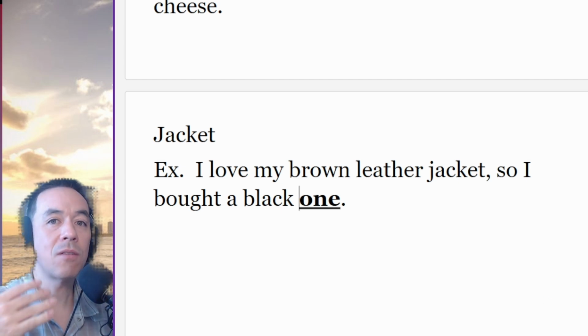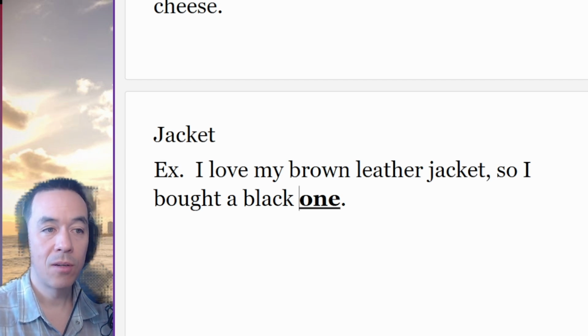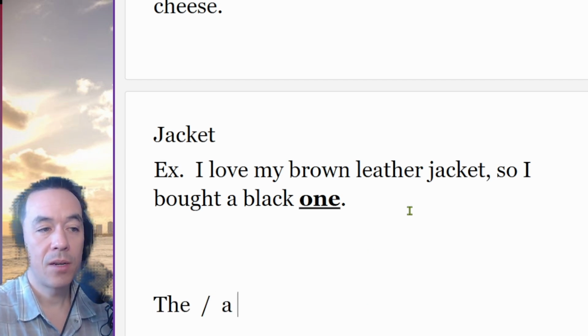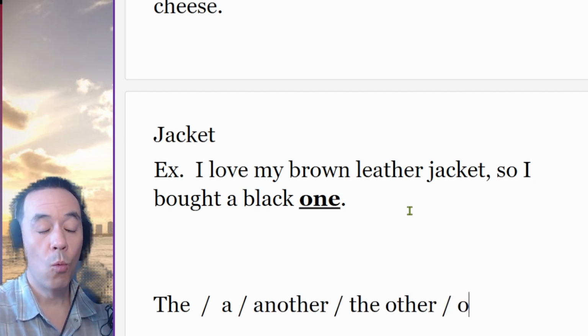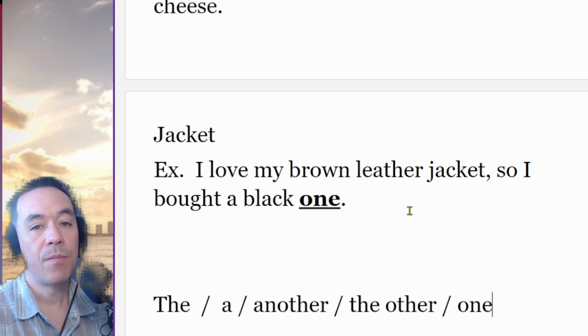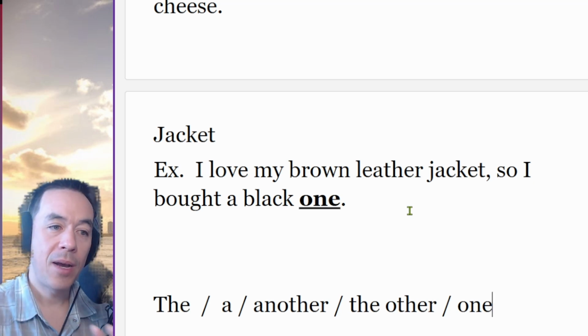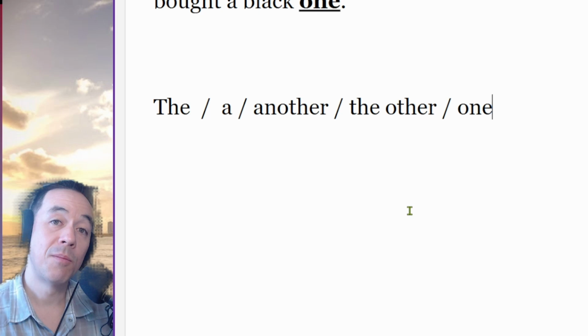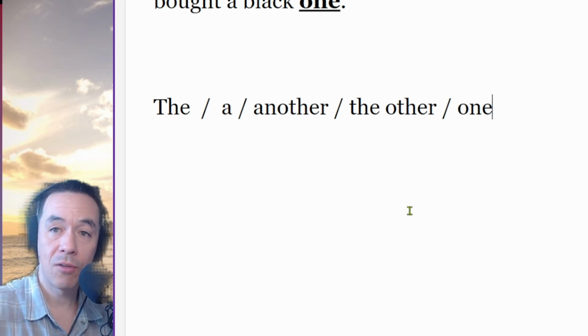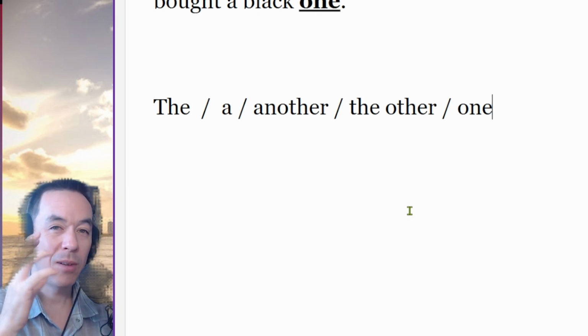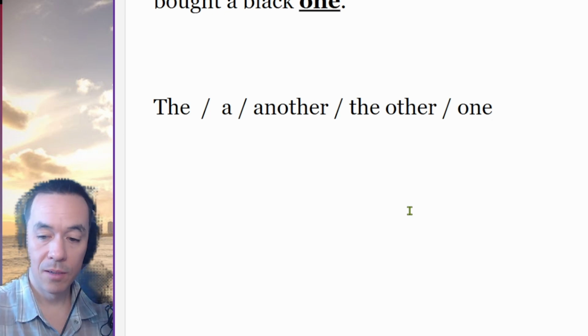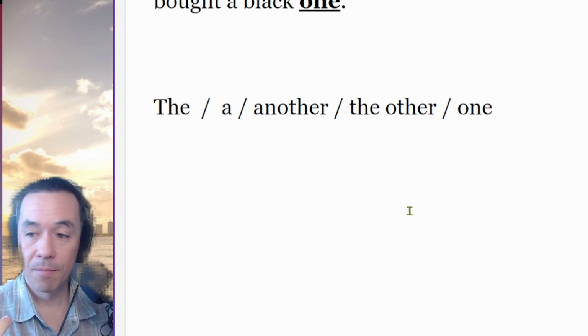Anyway, this is really tricky stuff. But this is all for the sake of the listening level, and it's a combination of everything. The, another, the other, one. All these kinds of noun markers coming together. Because when you listen, you have one chance only to hear it, understand it, and then respond back.